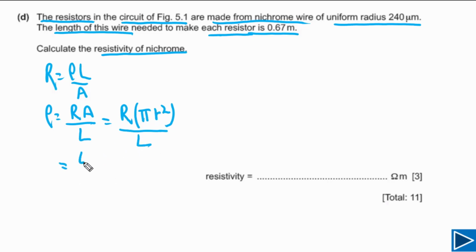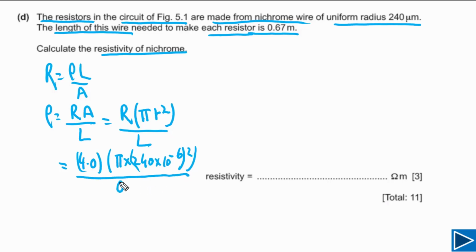Resistance of each resistor we have already calculated. That was equal to 4.0 ohms. Now we multiply pi with the radius of the wire. Radius of the wire is given, 240 micrometers, so this is 10 to negative 6. We take the square of the radius and divide by L. L, the length of wire for each resistor, is 0.67 meters. Now we calculate and we get the value of resistivity for nichrome. In this case, our final answer will be 1.1 times 10 to negative 6 ohm meters.